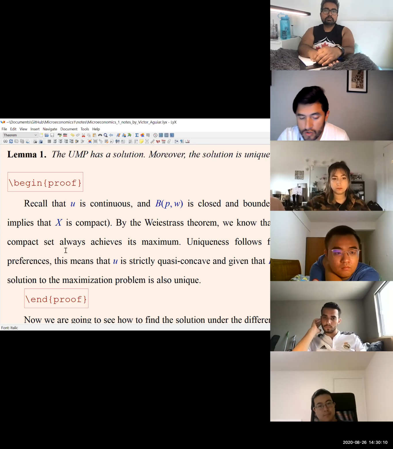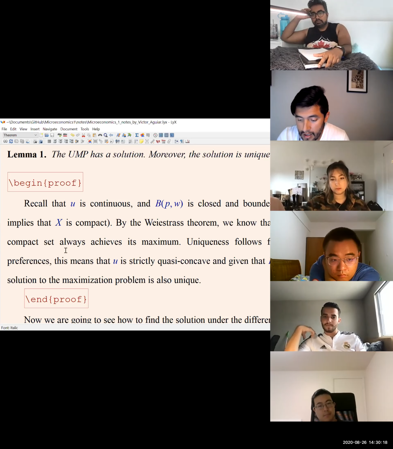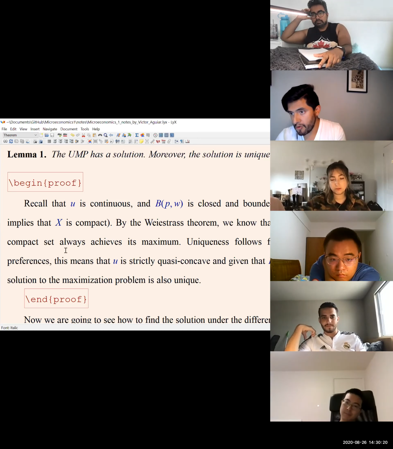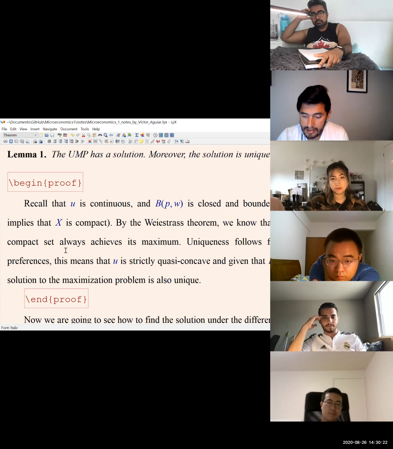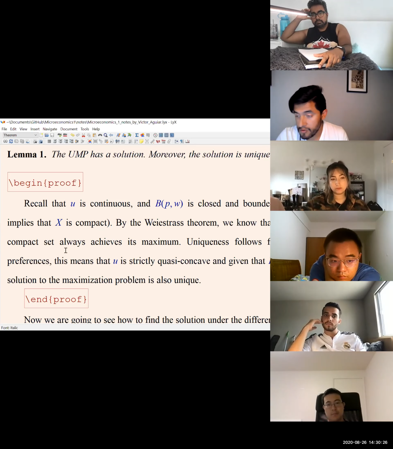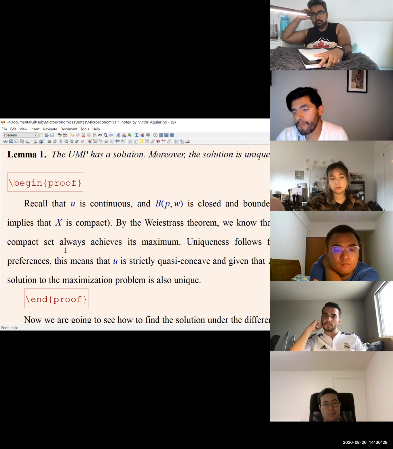Uniqueness follows from the strict convexity of preferences, and this means U is strictly quasi-concave, and given that this budget is convex, in fact, here it's just a hyperplane intersected with a positive orthant. And this is basically a convex set. Then the solution to the maximization problem is also unique, okay? So why do we care?